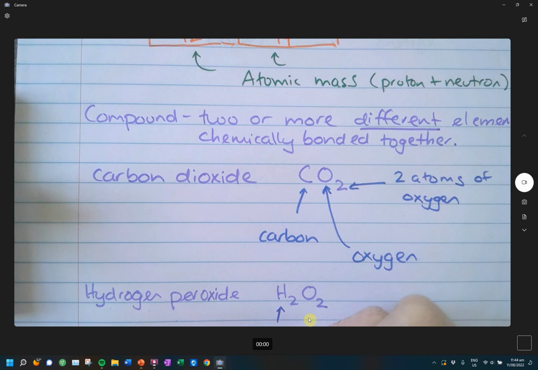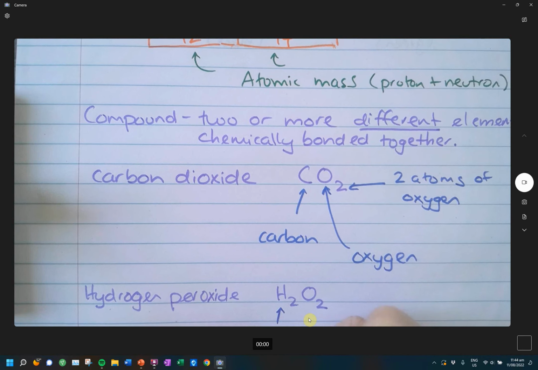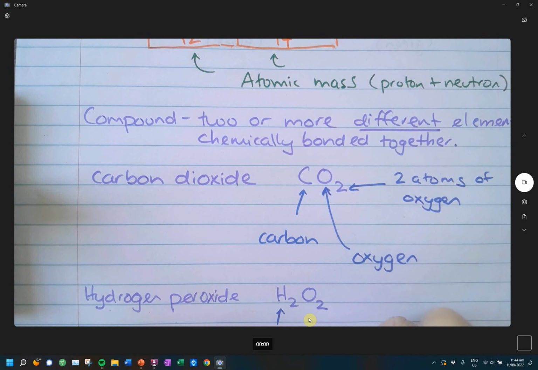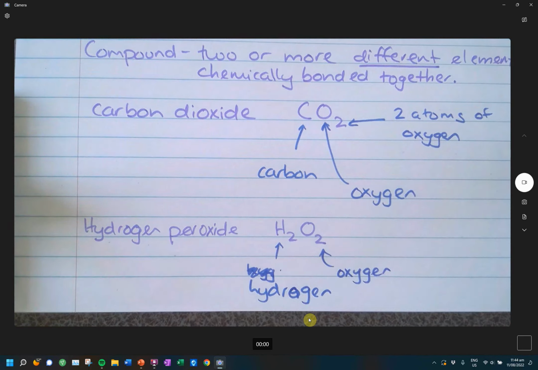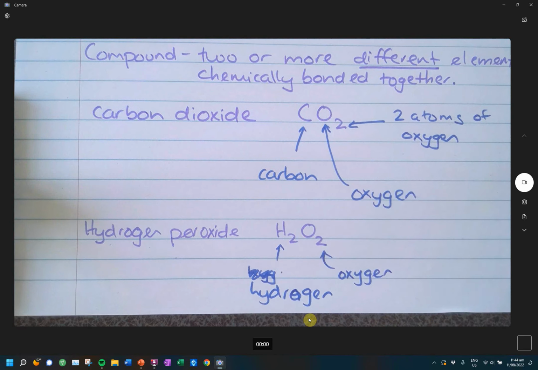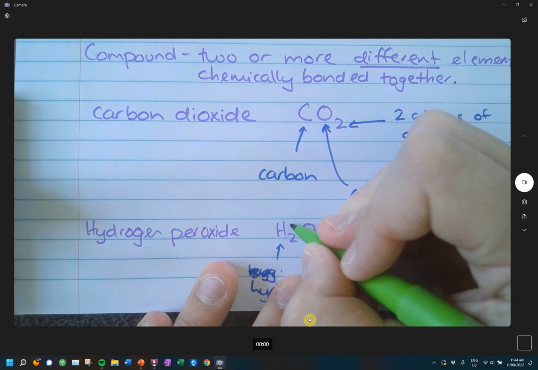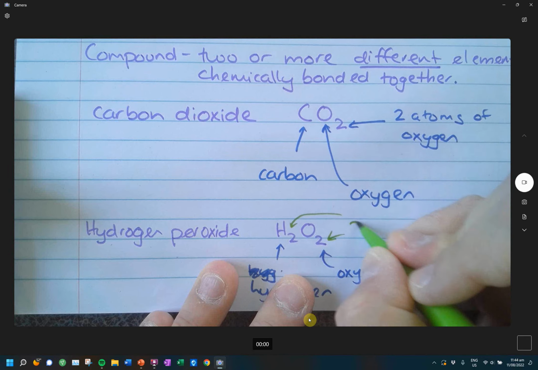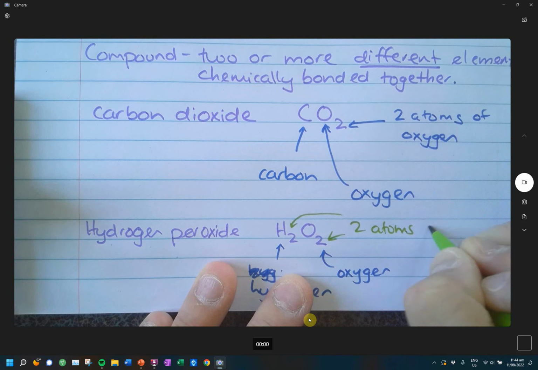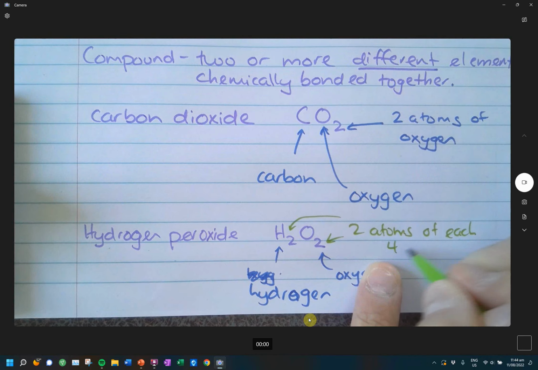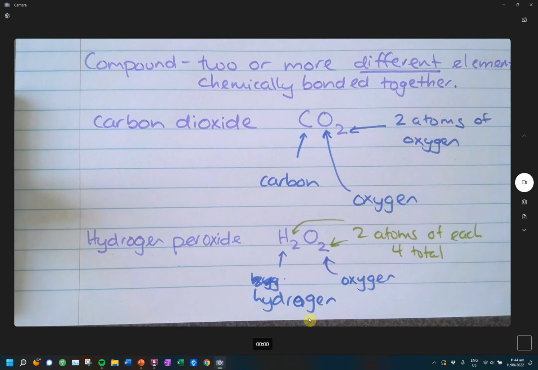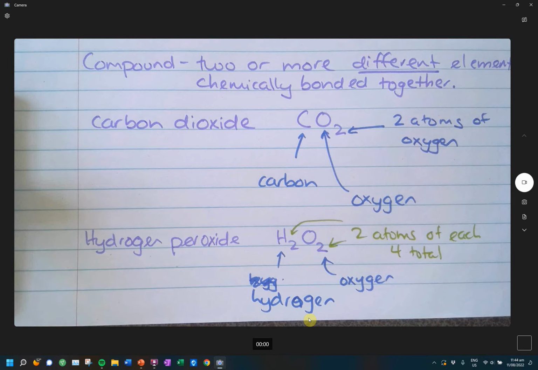So that one's hydrogen. That one is oxygen. And in both cases, there's 2 atoms of each. I'll grab a different color for that. So how many atoms total? If there's 2 atoms each, 4 total. All right, I'll leave that up to make sure you have that written down.